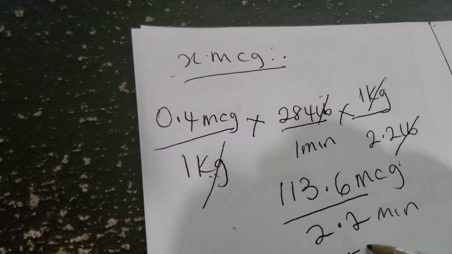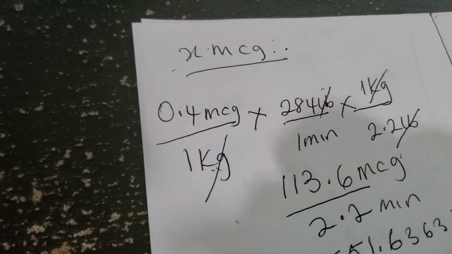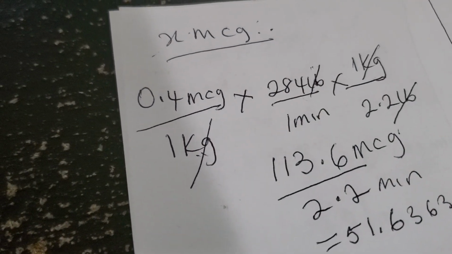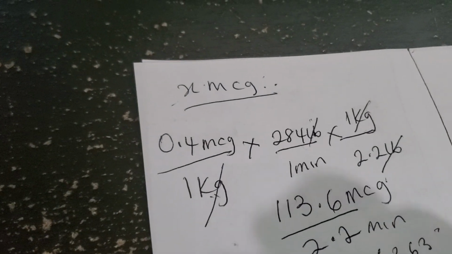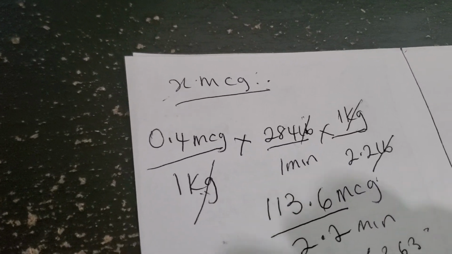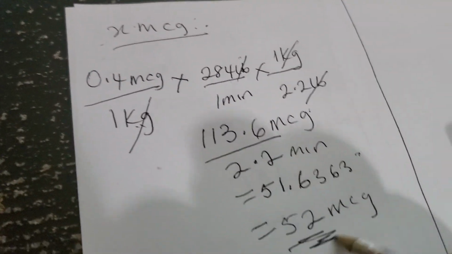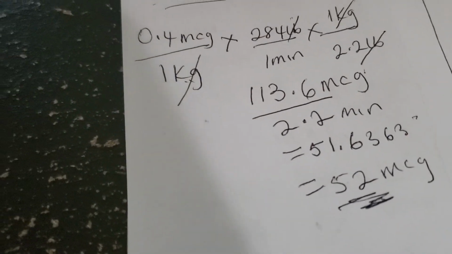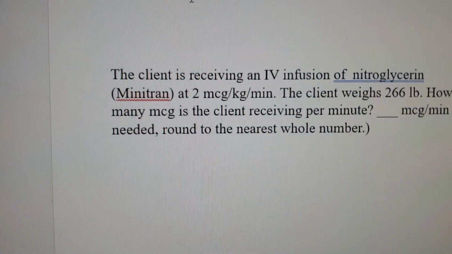The answer is 51.636363. If we are to round it, we're going to round it to 52 microgram. Per every minute the person is receiving 52 microgram. That's the answer. Let's move on to the next question.